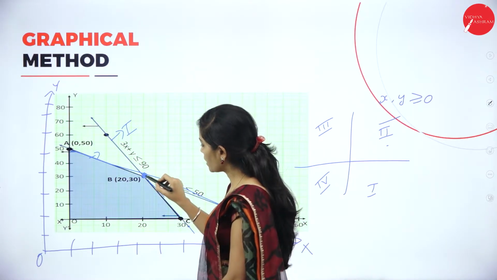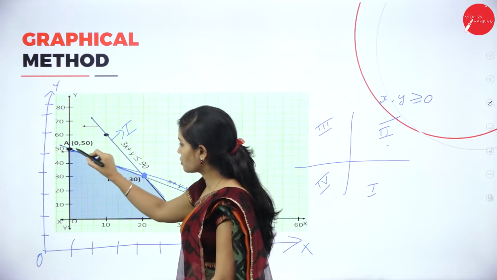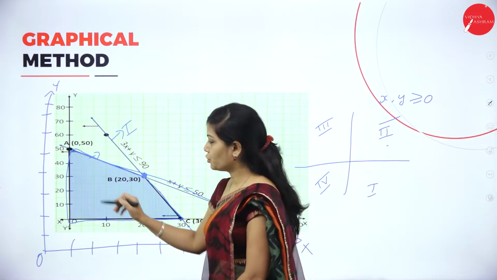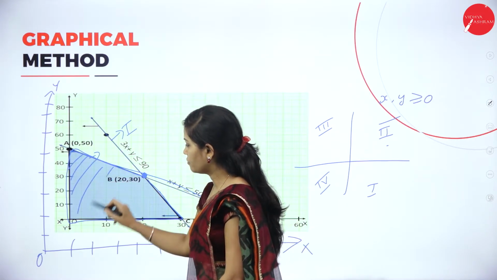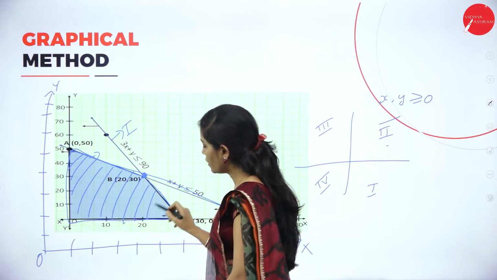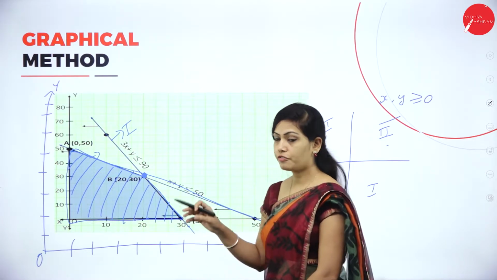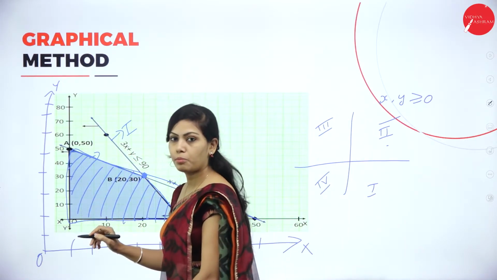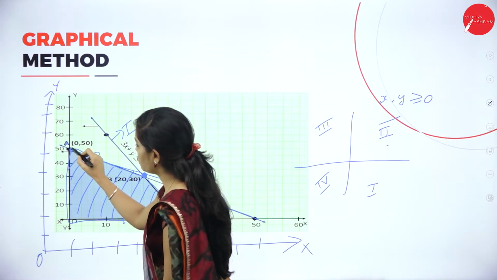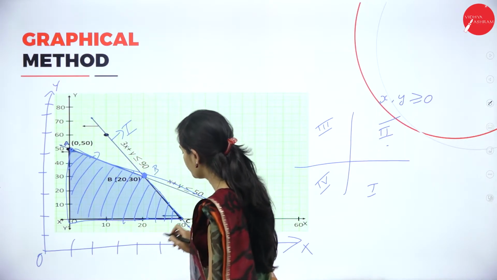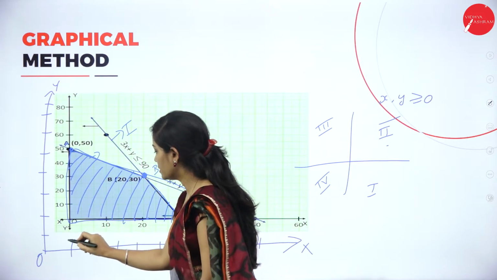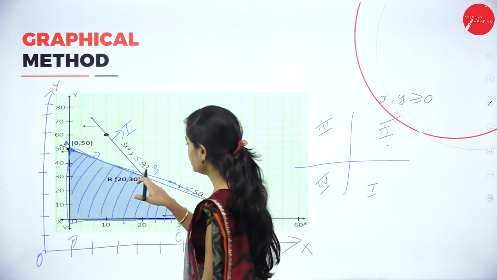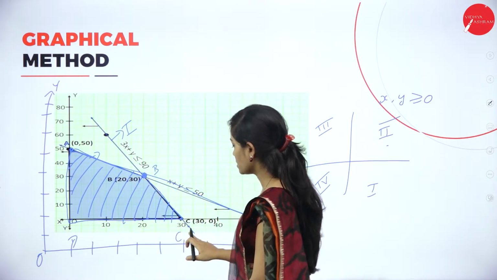So here we have one connected point. So this common region is called the feasible region. So you have to shade this feasible area. After getting the feasible region, you need to find the corner points. So here I have corner points A, and this is B, and this is C, and this is D. D is 0, 0, and A is 0, 50, and B is 20, 30, and C is 30, 0.